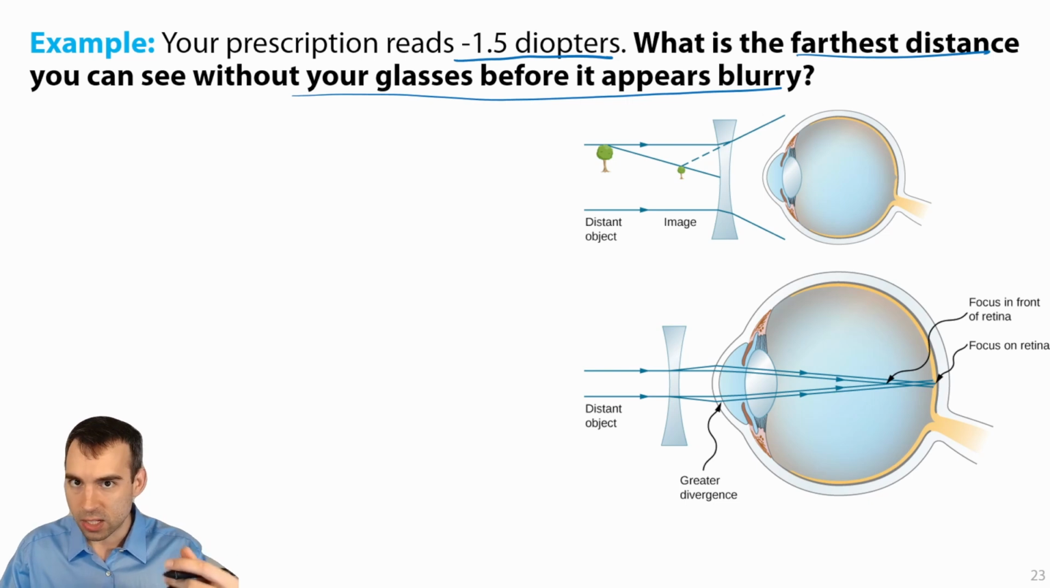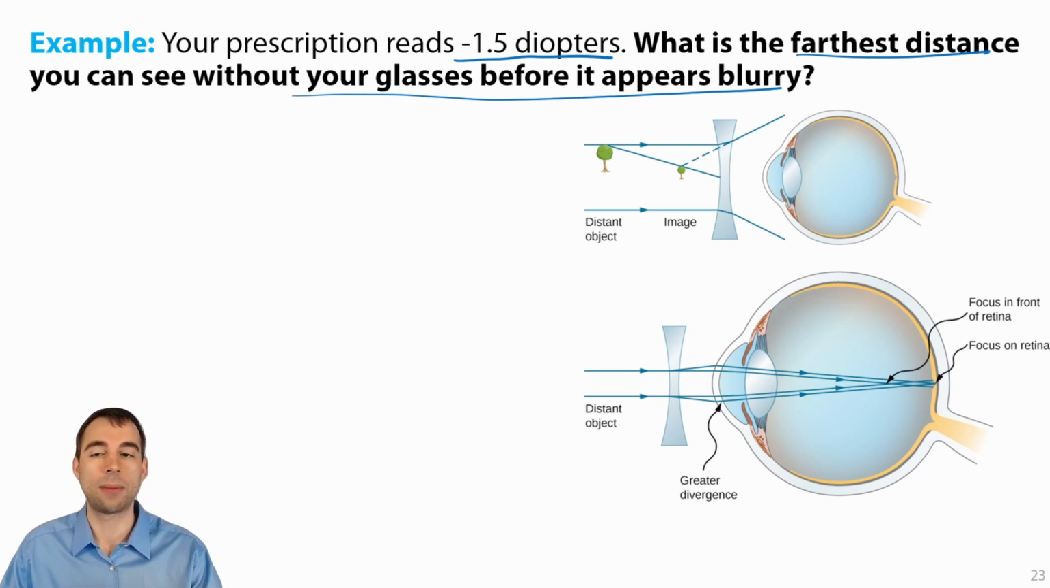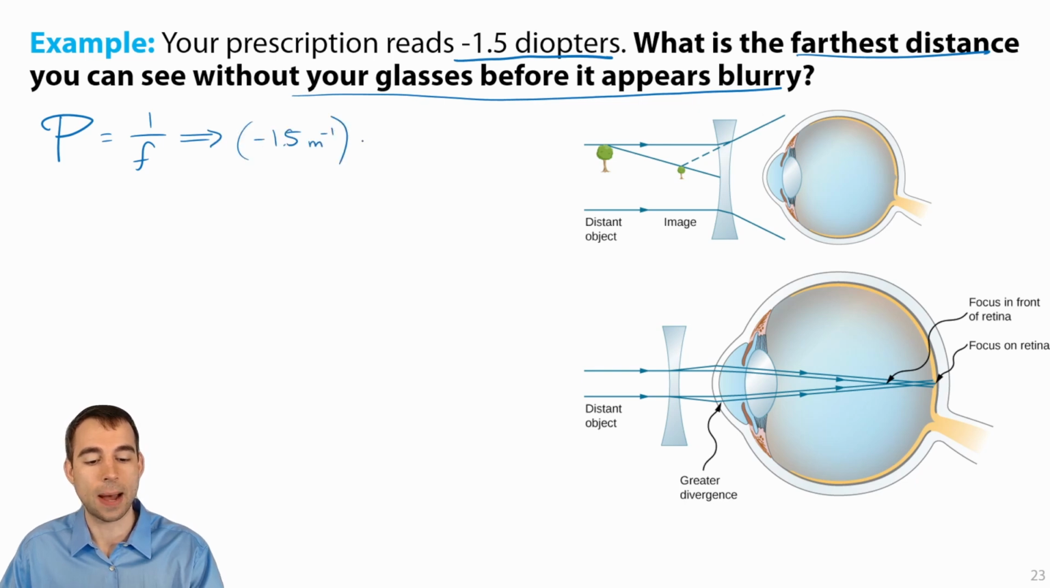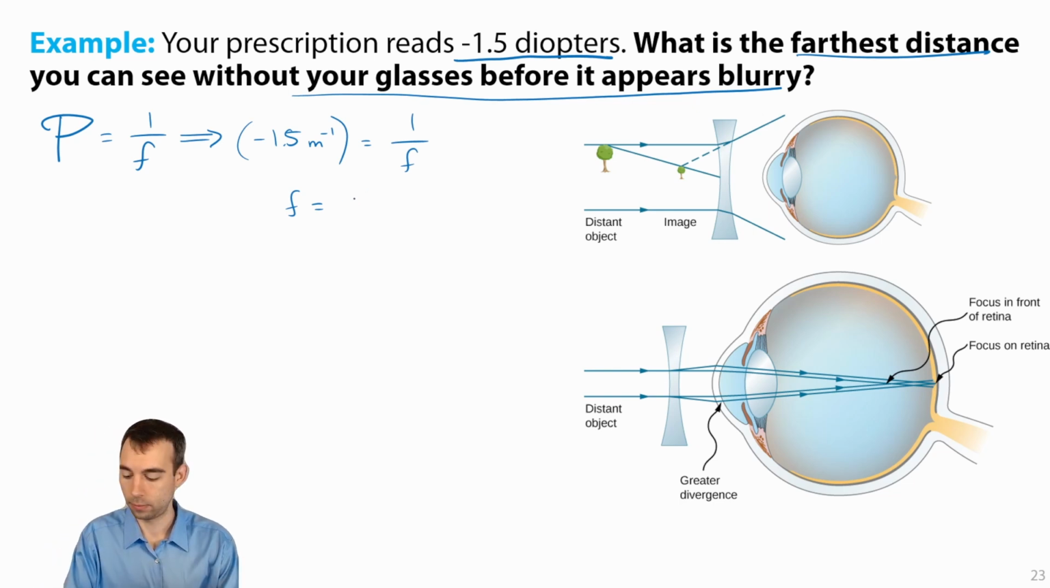So since we have this corrective lens that can correct for myopia, we can use this to assume something about how the eye is able to focus on objects. So let's go ahead and calculate our refractive power first. So that would be P is equal to 1 over f. And so if our P value is negative 1.5 meters to the minus 1, that's diopters, is equal to the inverse of the focal length, we should be able to calculate our focal length. Here for my focal length, I get a value of negative 0.667 meters.